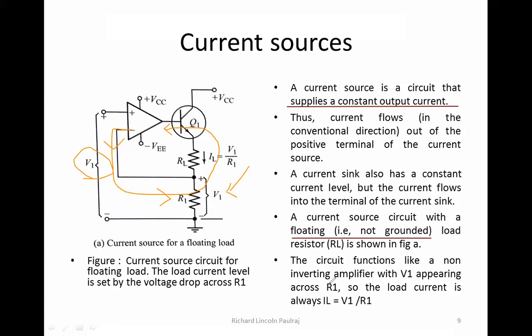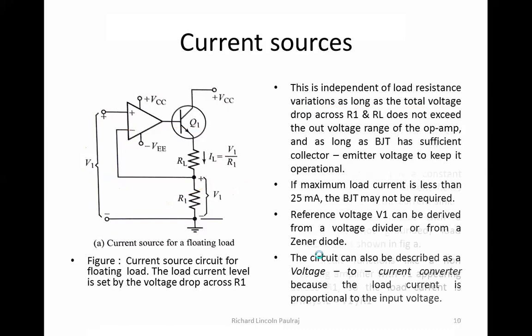V1 appearing across R1. So the load current, I can say it is IL, is equal to V1 by R1. Whatever is my resistor, that is R1, and the voltage across R1, ultimately you know that it is your IL. So this is independent.